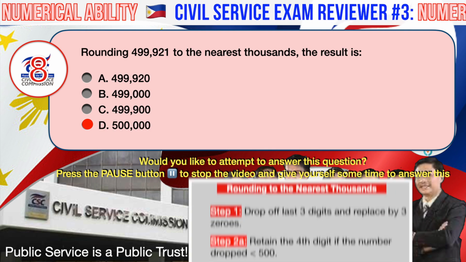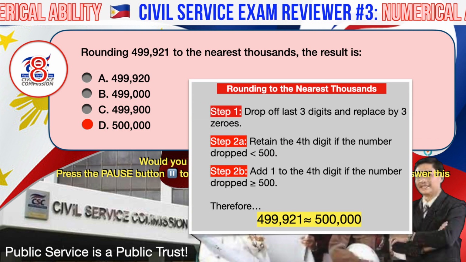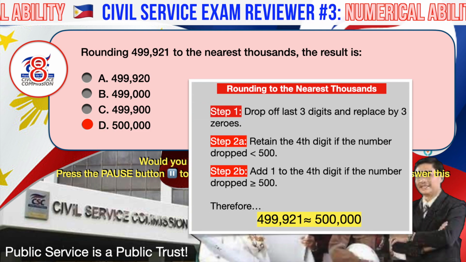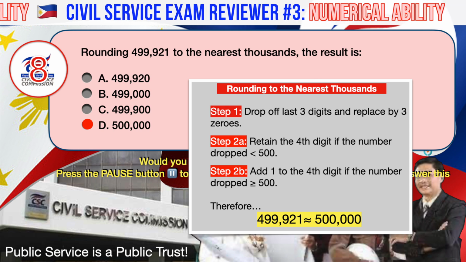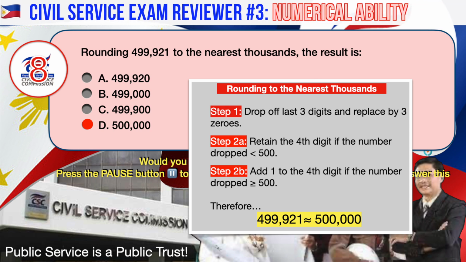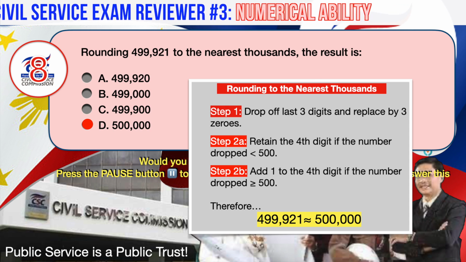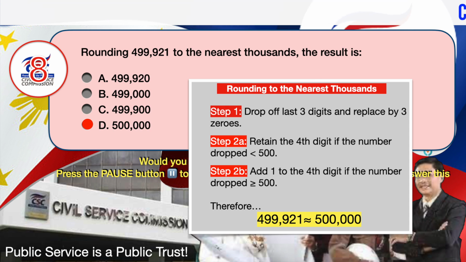500,000. To round off numbers to the nearest thousands, we drop off the last 3 digits and replace them by 3 zeros. Retain the fourth digit if the number dropped off is less than 500. Add 1 to the fourth digit if the number dropped off is 500 or more. Therefore, 499,921 is almost equal to 500,000.